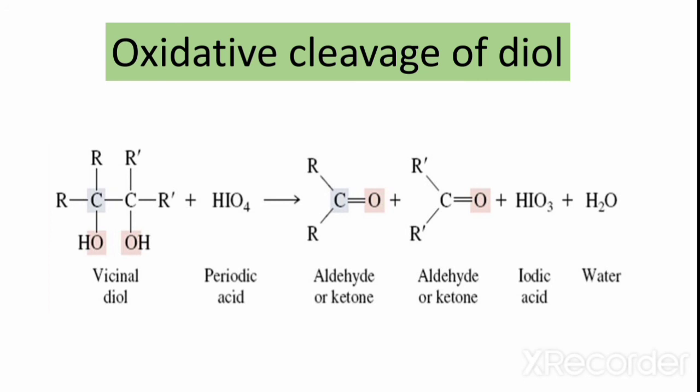periodic acid, the periodic acid will give oxygen, and the hydrogen comes from the hydroxyl groups of the vicinal diol. When these two hydrogens attach to the oxygen from the periodic acid, it will form water and the iodic acid as a byproduct. So these are the oxidations of alcohols.